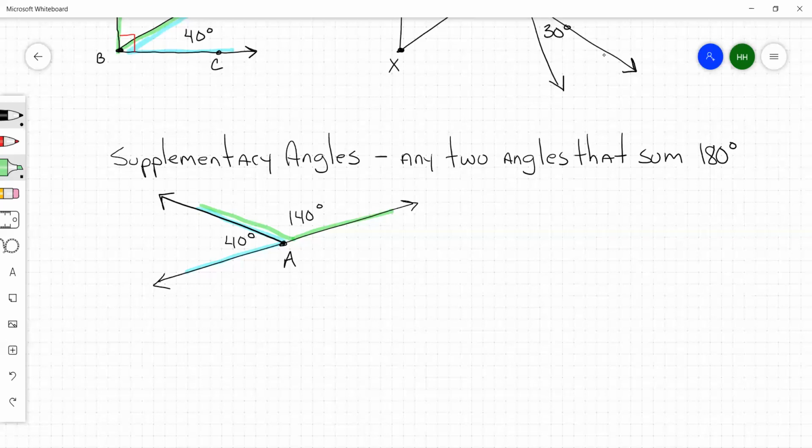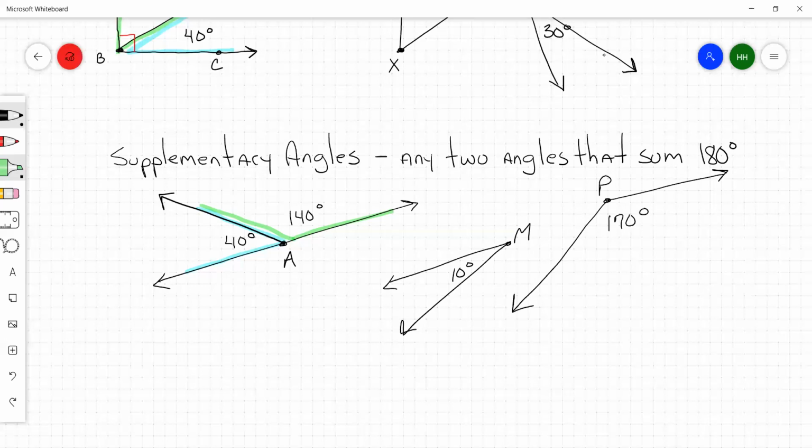Now, you can also have a supplementary pair of angles that don't touch each other. So you could just have an angle M right here that's 10 degrees. And then you could have another angle P that's 170 degrees. And those two angles are supplementary. Their sum is 180. They don't have to be adjacent. They don't have to be touching each other.